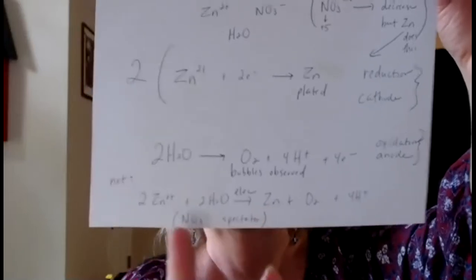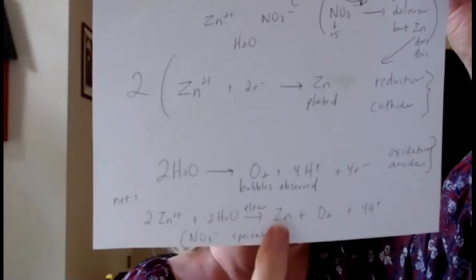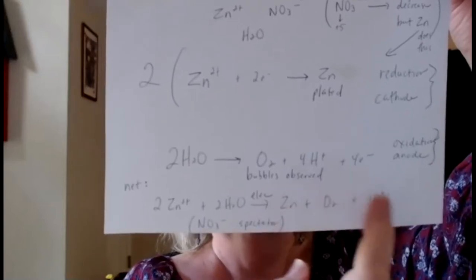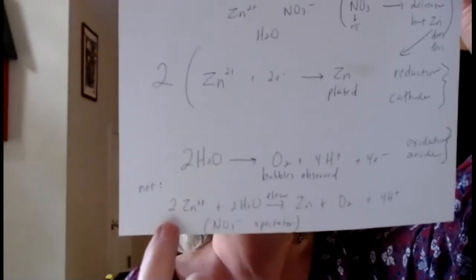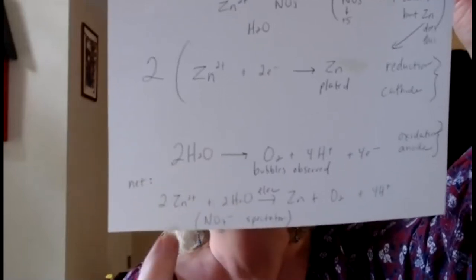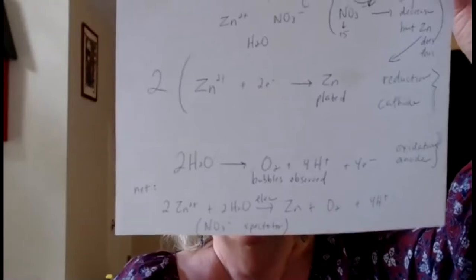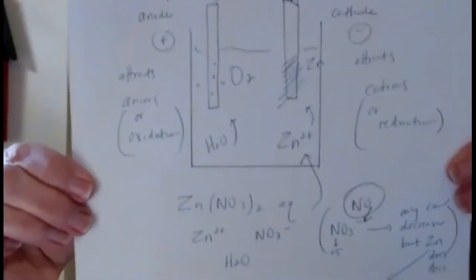Now, let's think about this. Zinc, if we flipped that reaction, is a metal that would react with an acid and produce the aqueous salt. The reason why it's producing the oxygen and not hydrogen gas has to do with this cell potential table that I'm going to show y'all today. Okay. Anyway, so that's my diagram.